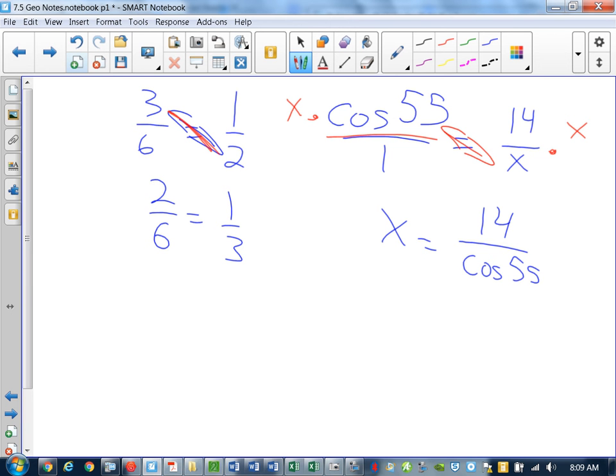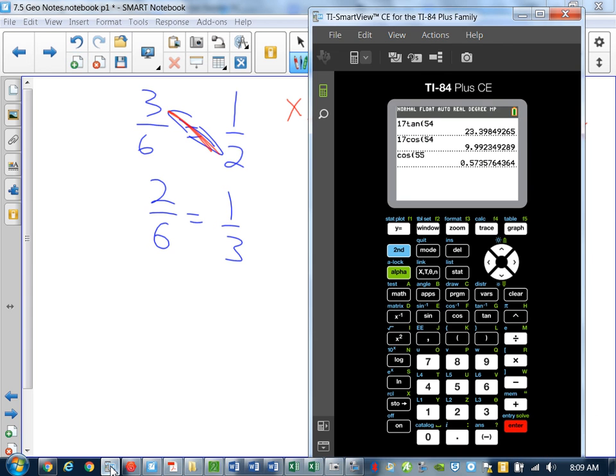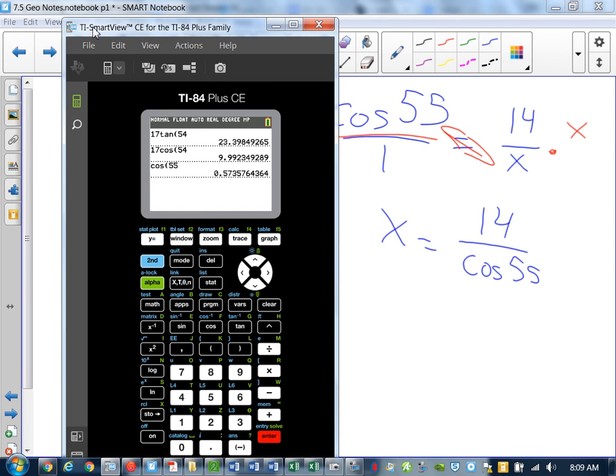So if you type that in your calculator, remember, you have a fraction bar. You can use the fraction bar. Take 14 over the cosine of 55 and hit enter. Or if you do it the other way, if you just take 14 divided by cosine of 55 and hit enter, you get the same thing. The reason that works is because there's nothing else in the numerator. It's just that 14. You're not adding anything, you're not subtracting. It quite literally is one step. That's it. This is just one step.